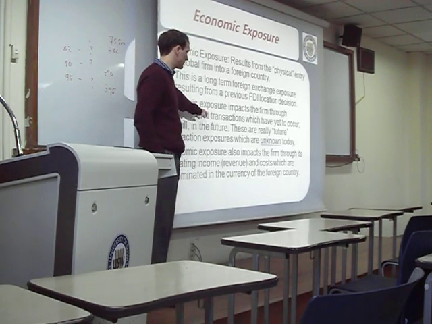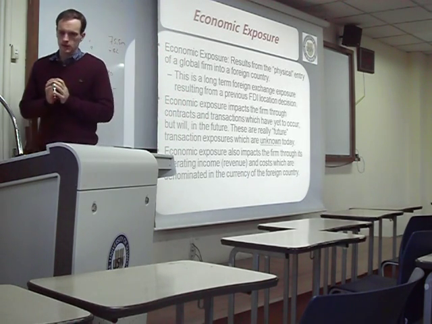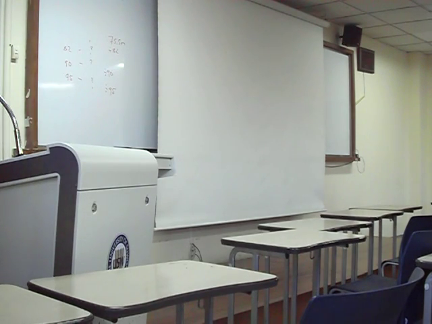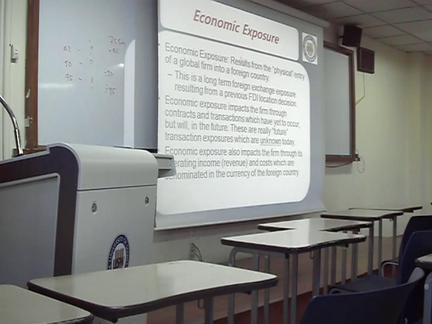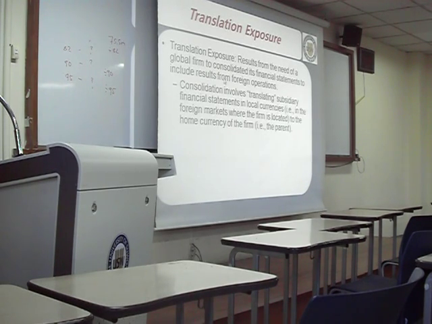So this is economic exposure. It affects the firm through contracts and transactions which have not happened yet, but will in the future. It's unknown today. We don't know how much the salaries will cost in the future or the revenues will be in the future. So this is a little bit more difficult to hedge. Transaction exposure, a little bit easier. Forward contracts, right? Economic exposure, we're getting more difficult.